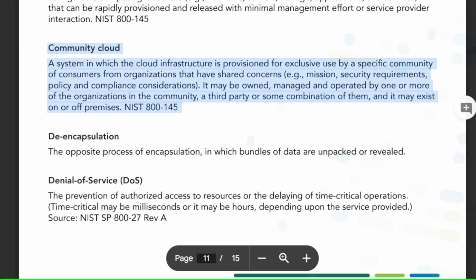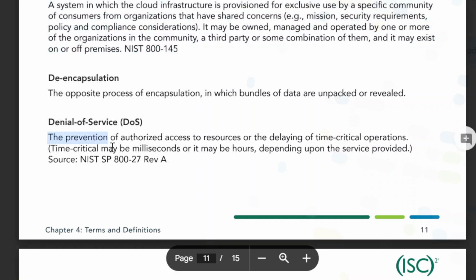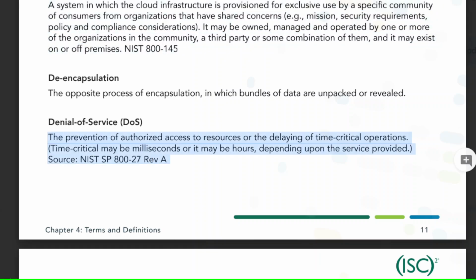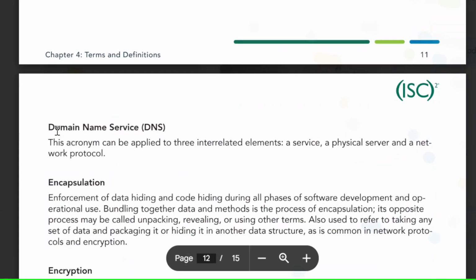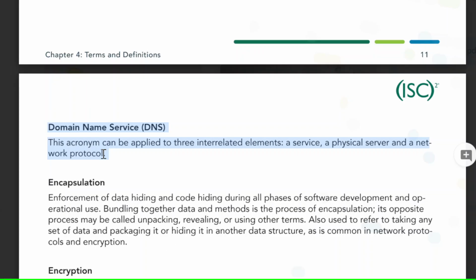Then next we have denial of service, a prevention of authorized access to a resource or delaying of time-critical operations. Maybe you have a server, and if a DoS attack is executed, it will stop other users from accessing the particular applications. That is considered as DoS. Then we have the Domain Name System. This acronym can be applied to three interrelated elements: server, physical server, and internet protocol.